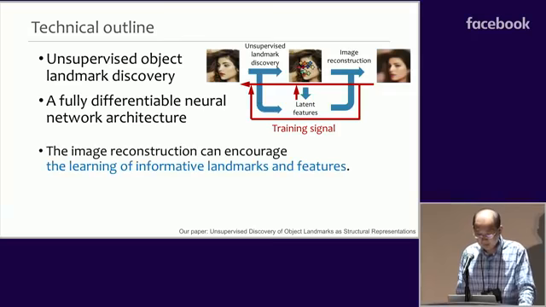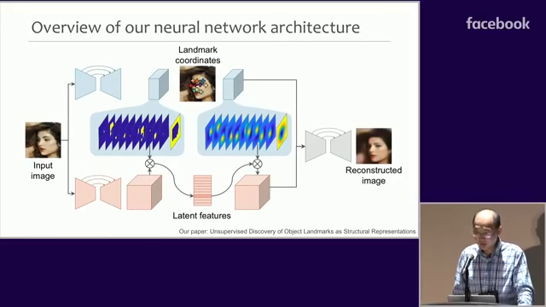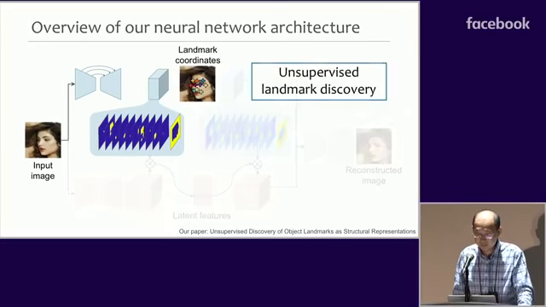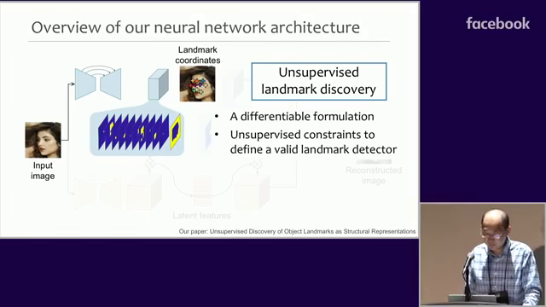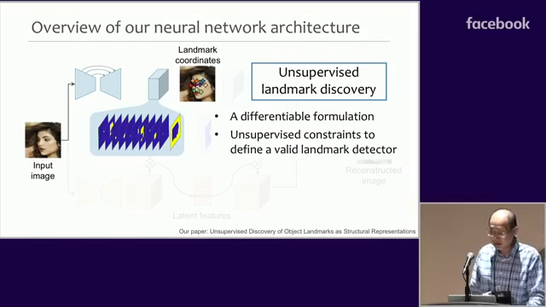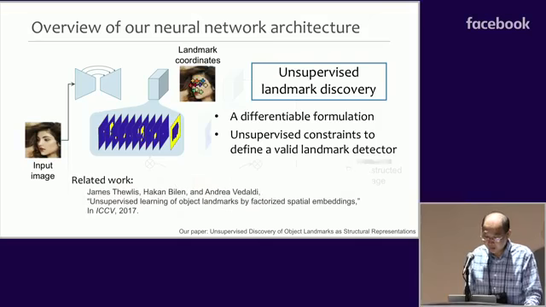In the backward path, the image reconstruction can encourage the model to learn informative landmarks and features. Now, we expand our framework to an overview of the neural network architecture. Let's nail down to the module for unsupervised landmark discovery. The key components are the differentiable formulation and the unsupervised constraints to define a valid landmark detector. Our model is inspired by Thewlis et al.'s study, but their formulation is not differentiable.